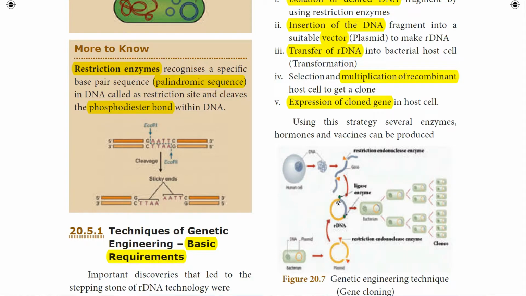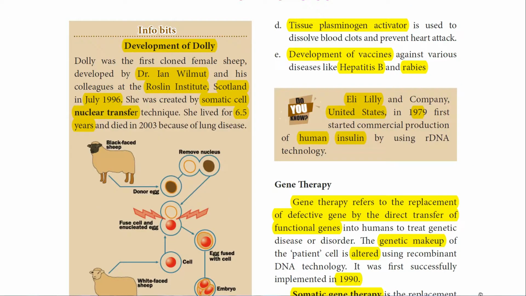This vector plasmid must be inserted into the host cell. Host cell is a bacterium normally, and the bacterium can multiply, making more copies of the inserted gene. So as the cell multiplies, the inserted gene also gets more copies. One cell becomes 2, 2 become 4, 4 become 8, like that it can make more copies which are called clones.